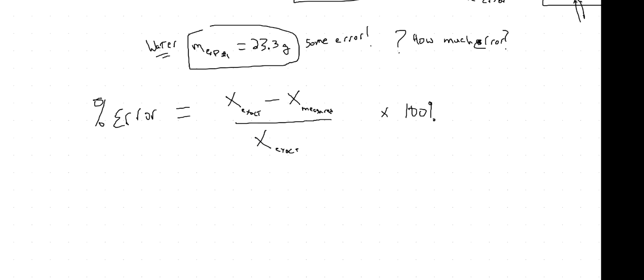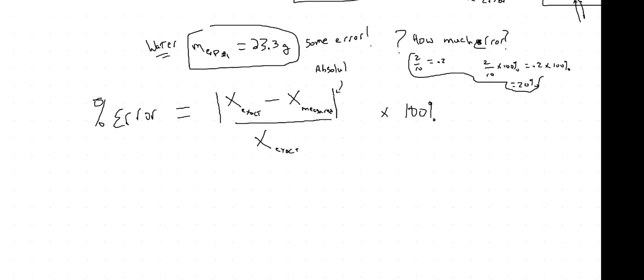Okay, so for example, 2 divided by 10, we know is 0.2. 2 divided by 10 times 100% is 0.2 times 100%, which is 20%. So we convert fractions into this percentage. Now also we're going to put something here. I'm going to put these bars, a line here and a line here. This means absolute value. Absolute value is always positive.